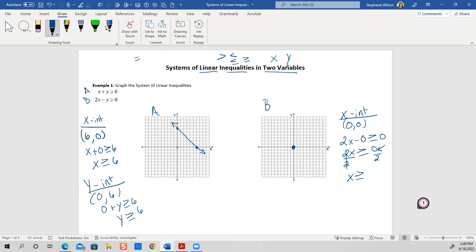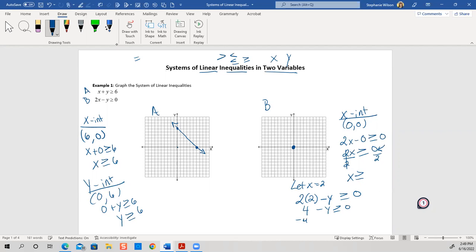So I'm going to have to find some other points on this line. What I'm going to do is just pick some point. It doesn't matter if it's y or x you use, but it's like creating an XY table. So let's just pick a point over here. Let's say 2 for x. Let x equal 2. So I got 2 times 2 minus y is greater than or equal to 0. So 2 times 2 is 4.